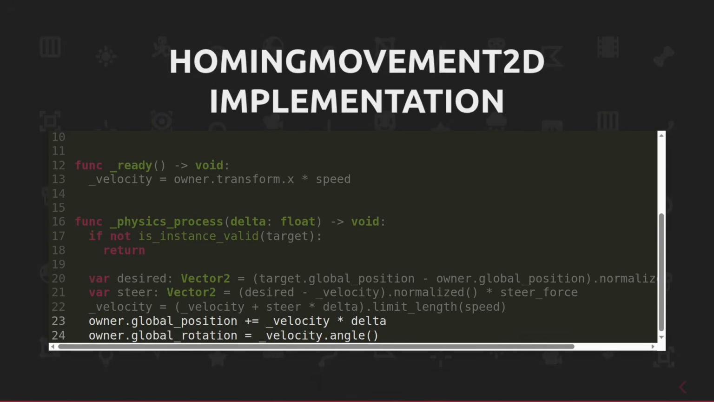And we also want to update the rotation because with homing movements, you almost always want to rotate as well towards the target, right? So the steering behavior would look really weird if we were following a target but not rotate towards the direction that we are going. Okay, that was a bit of a longer one, but hopefully the description makes sense. Now let's take a look at it in action.